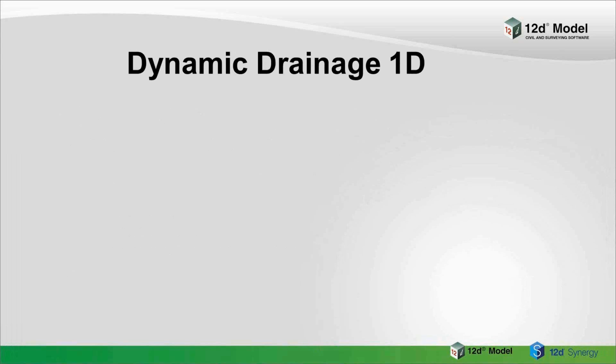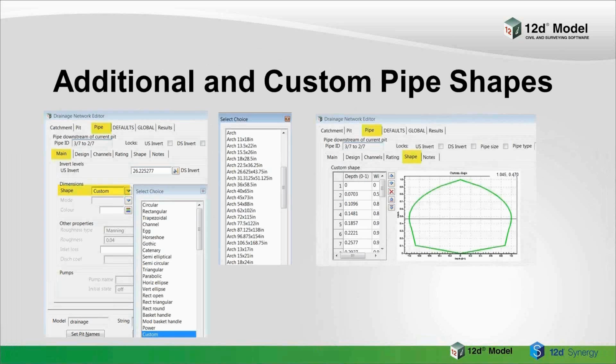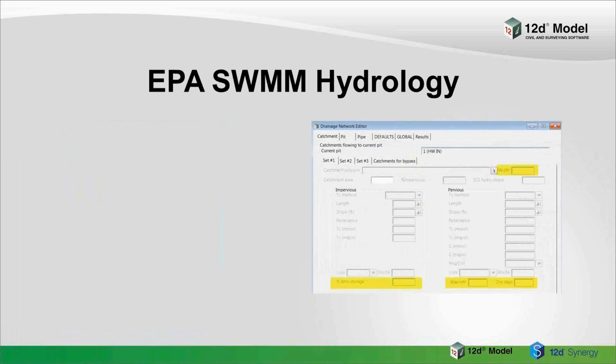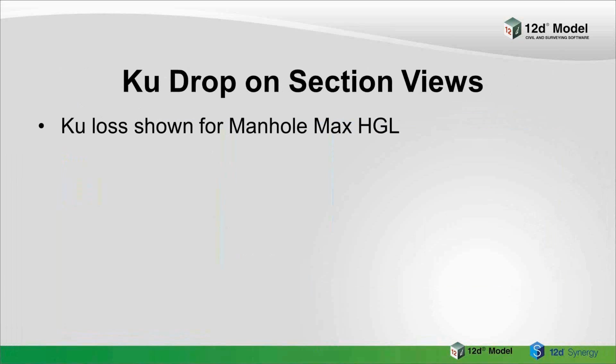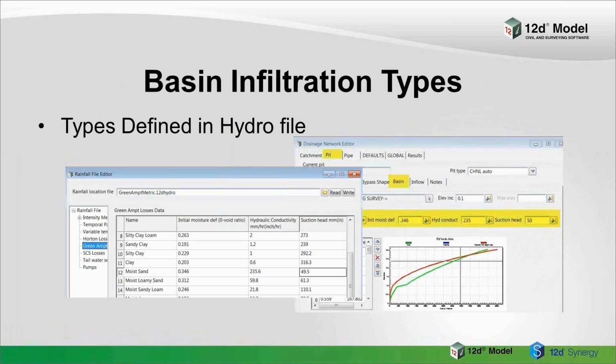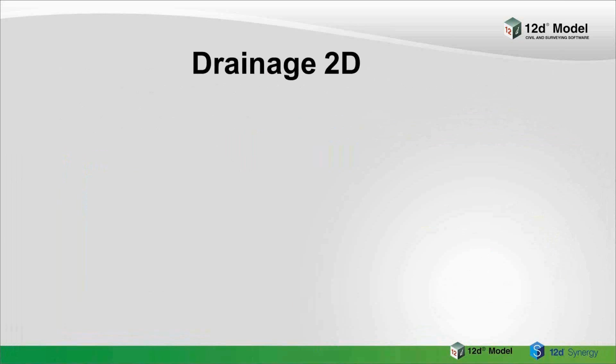Right, now just looking quickly at a couple of things in the drainage. We'll let Rob do a lot more of this at the conference, since you need to have drainage people talking to drainage people. But some simple things we've done that we can talk about is that now you can have additional and custom pipe shapes. So you can make quite strange pipes and use them inside the analysis. We support the EPA SWMM Hydrology. There's a lot of people, especially in New Zealand, who use the EPA SWMM Hydrology method. Where you've got a KU drop, we can calculate it. We show it on the HDL on manholes and things. And the Basin infiltration types, you can find those in the hydro file.